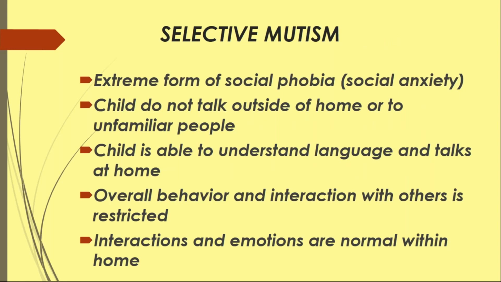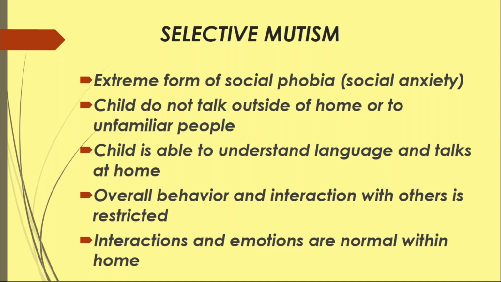Selective mutism is an extreme form of social phobia or social anxiety. And in children who have selective mutism, we find that they do not talk outside of the home or to unfamiliar people. They will often smile in response to people talking to them. I think it's really an anxiety response. And so adults often will interpret their lack of responding or lack of talking as kind of a manipulative, willful behavior, but they are actually physically not able to talk in these situations.